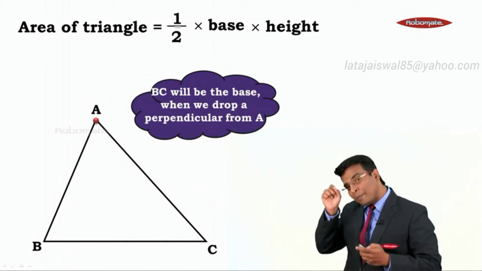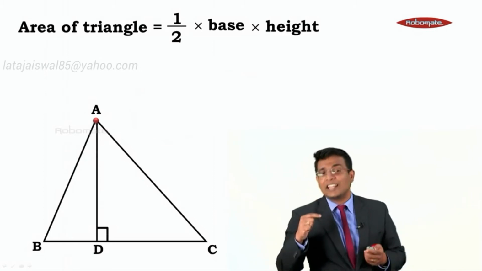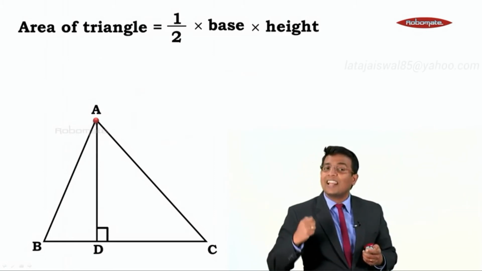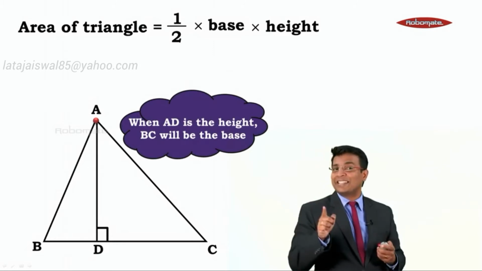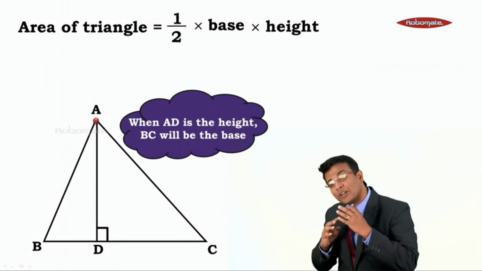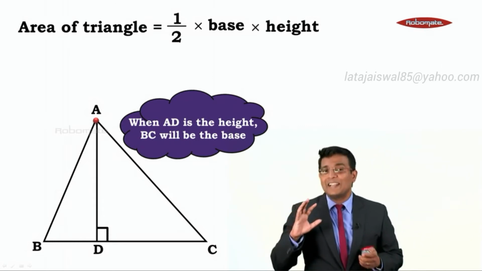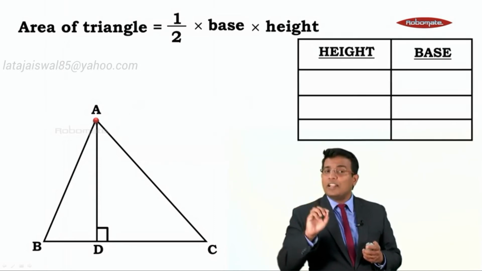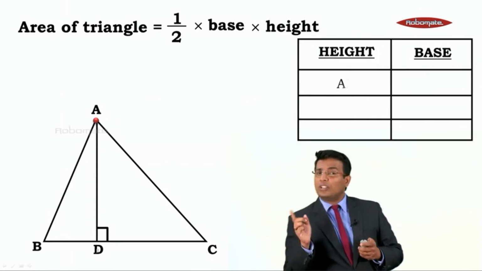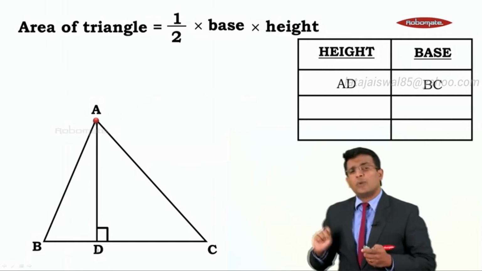Now if we drop a perpendicular from this vertex A on that side BC, now we can say that BC is the base and AD is the height. So now when AD is the height, we can say BC is the base. So that means these are the corresponding bases and height. Now you understood what I am talking? That means base can be determined with the help of a height, right? So in this first case, what we learned is the height is AD and the base is BC. Now let's do another thing.